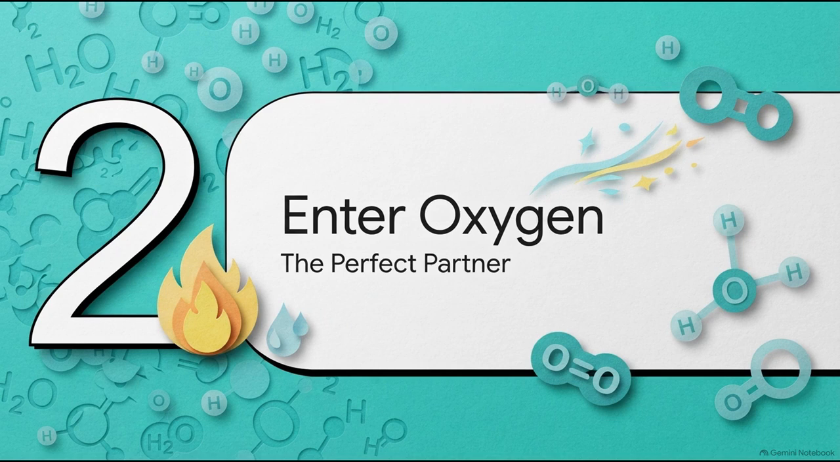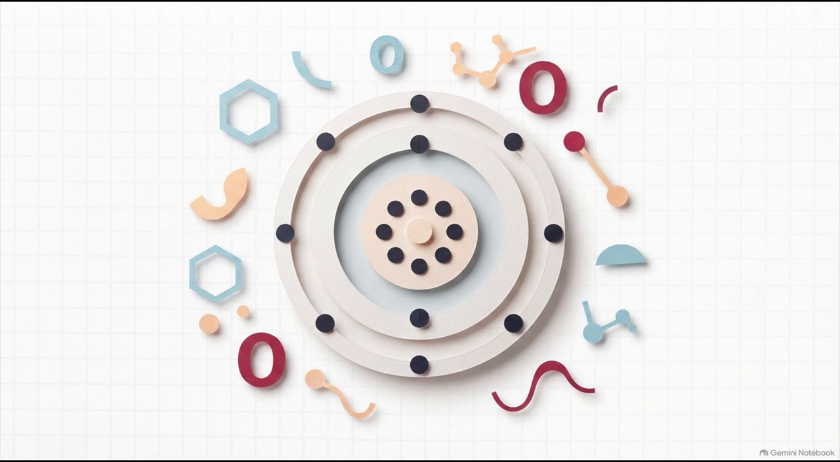Section 2. Enter oxygen, the perfect partner. Suddenly, a brand new character enters our lab. Let's give a really warm welcome to oxygen. Let's check out oxygen's stats. Oxygen introduces itself pretty simply. Its chemical symbol is O, and its atomic number is 8. Now, our curious little friend hydrogen looks at oxygen and asks the ultimate chemistry question, right? Oxygen, what happens when you and I combine? And oxygen, with a huge smile, replies, "We can form water."